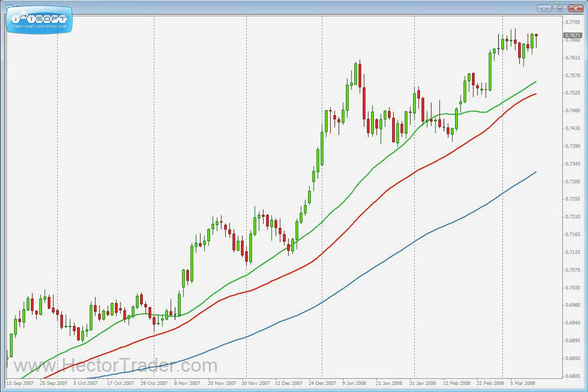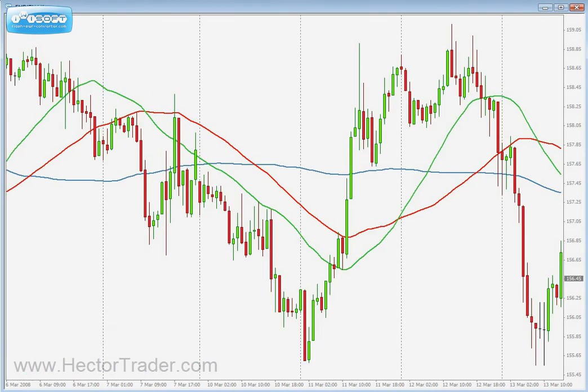In fact, let me show you another chart where the moving averages are basically not falling in order, not pointing in the same direction, etc. In this case, it is the euro against the Japanese yen on the 1 hour time frame. As you can see, first of all, we have plenty of moving average crossovers. Each of the moving averages is pointing in a different direction. They are certainly not in order.